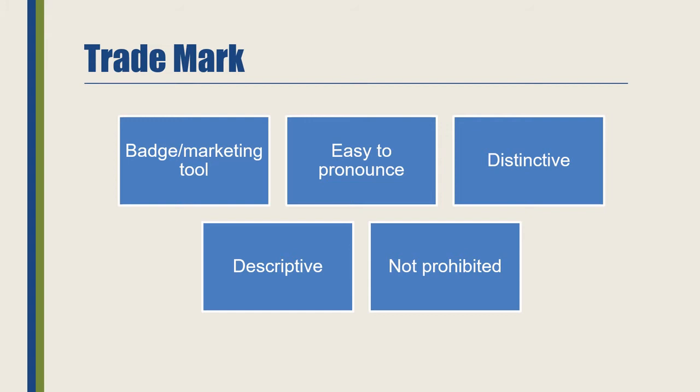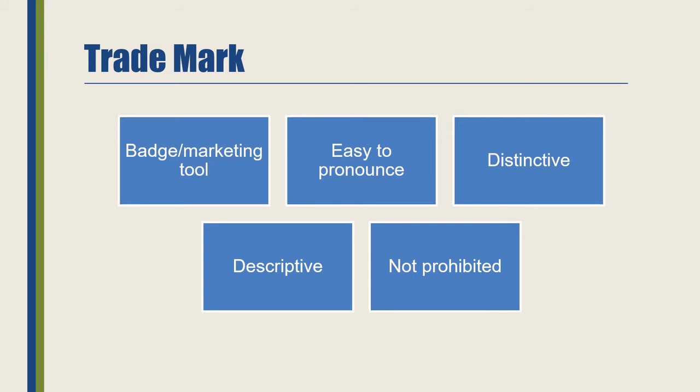Therefore, a trademark must be something which is easy to pronounce. It must be distinctive in character. It must be descriptive. That means it must describe the characteristics or the quality or the standard of the product which it represents. And while selecting a trademark, we should be careful that it should not be something which is prohibited by the law of the land.